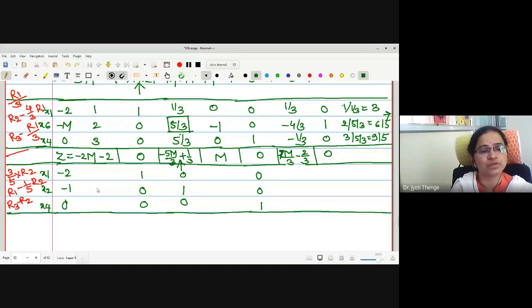Now we'll do the first operation, multiplying the second row by 3 by 5. Okay, multiply by 3 by 5, tell me the values. 2 into 3 by 5, 6 by 5. Here it is minus 3 by 5. Here it is minus 4 by 3 into 3 by 5. The 3s get cancelled. We are left with minus 4 by 5. And here it is 3 by 5.